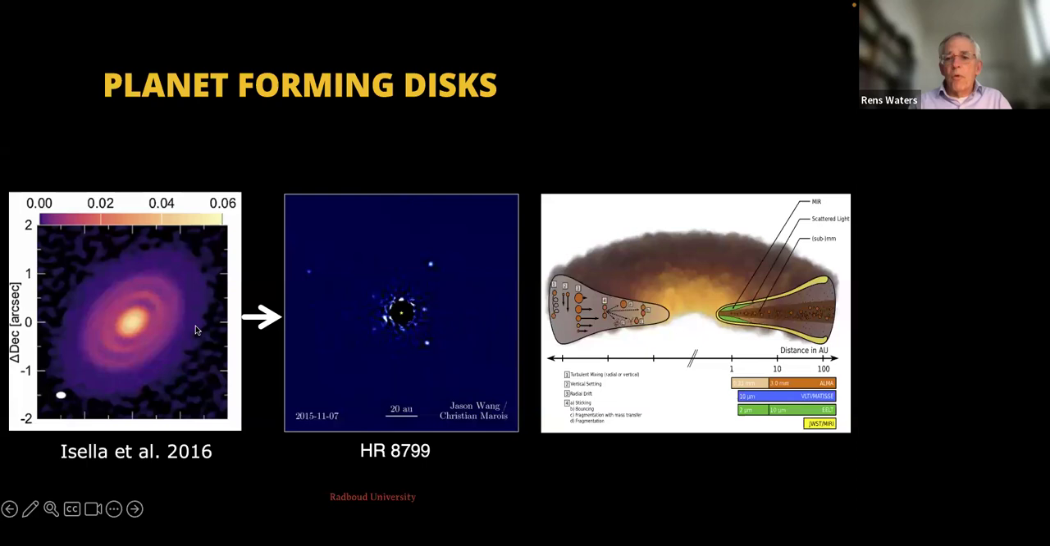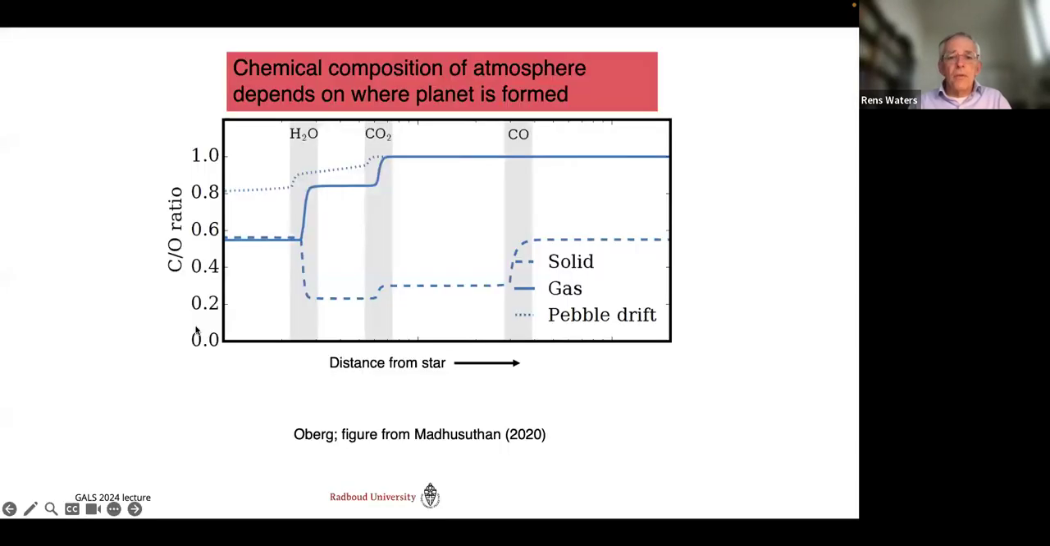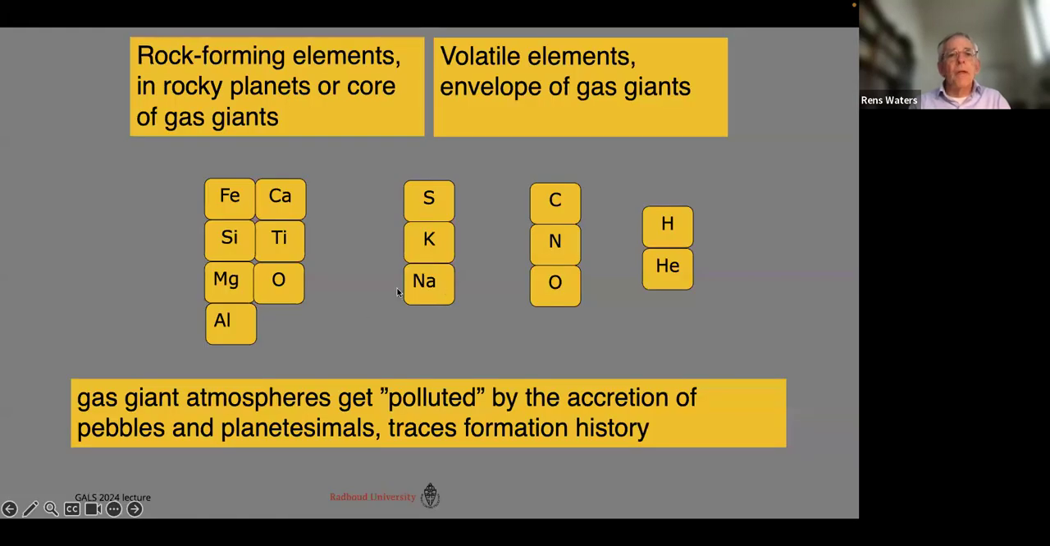And then we go into the planet-forming disks. You've seen a lot of examples there. I'm going to skip this diagram in view of time.